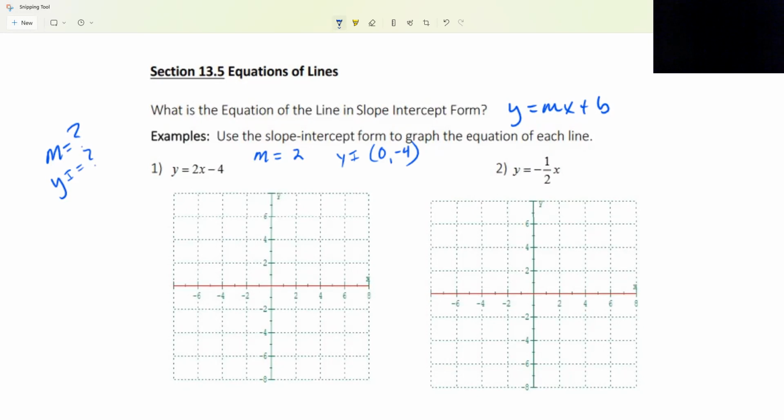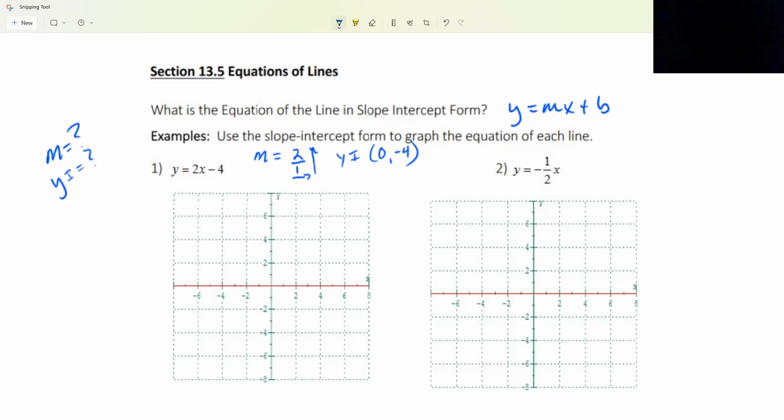Now remember, m is the slope. That's the rise over the run. This is a constant, but you could make it a fraction like 2/1. Any number can be a fraction; you just put it over 1. What that means is for every unit you move to the right, you're going to go up 2 units.